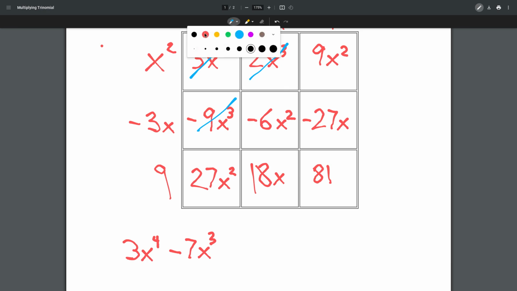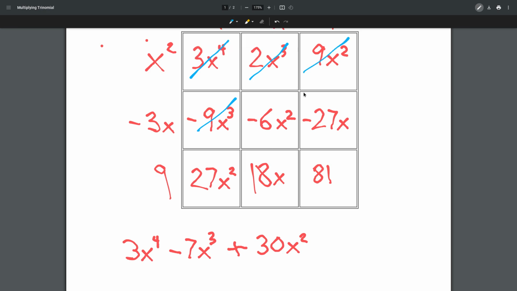Okay, then we have 9x squared plus negative 6x squared plus 27x squared. Well, 9x squared plus negative 6x squared is a positive 3x squared. Add that to 27x squared and we get plus 30x squared. Okay, and we can cross each of those out because we've used them.